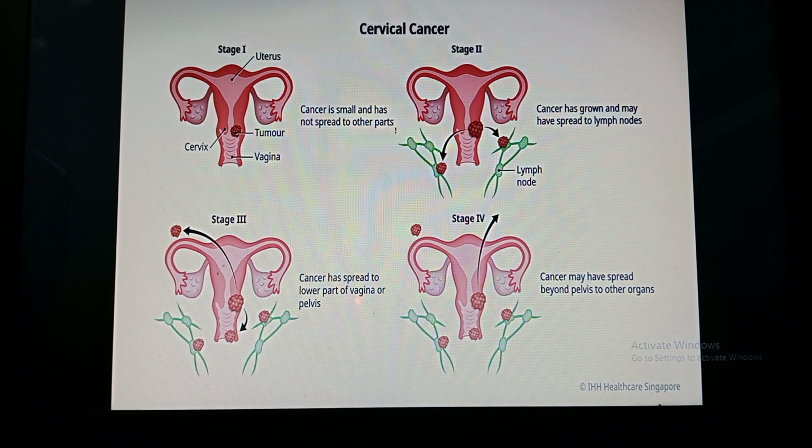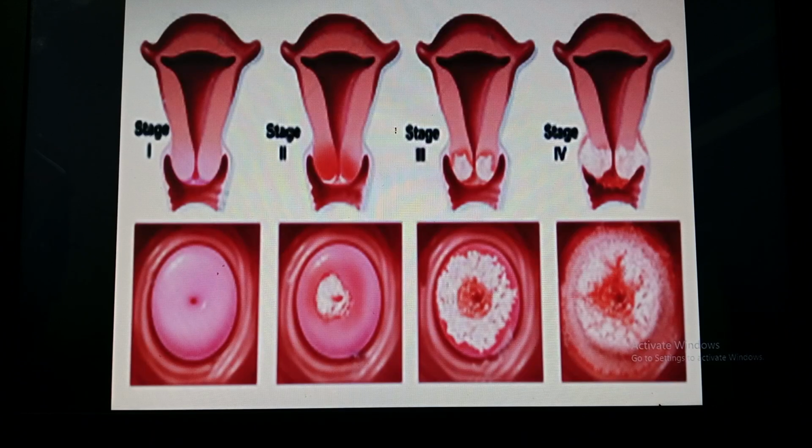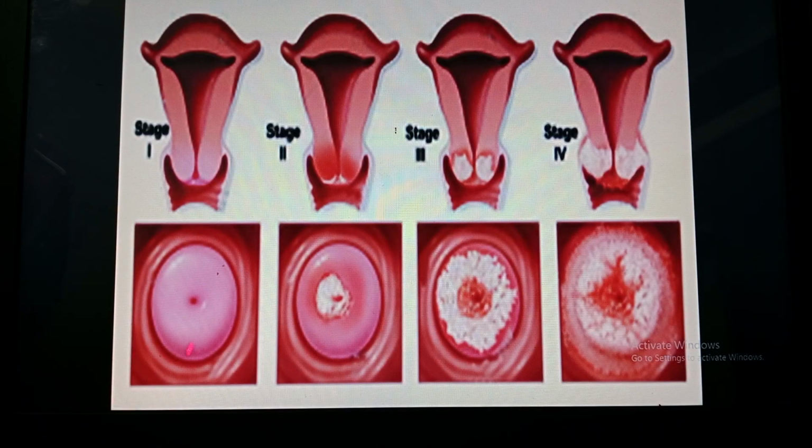Stage 3, the cancer has spread to the lower part of the vagina or the pelvis. See, this is the cervix, this is the vagina, okay, lower part. So this cervix is where the upper part of the vagina and the lower part of the uterus join. It will be there at the center, okay. Stage 4, the cancer may have spread beyond the pelvis to other organs, outside, vital organs like the liver, kidney, bladder, and lungs, everywhere. So you can see in the picture the normal cervix, how it is. See a few cancer cells, tumor. See the above pictures, how it is.